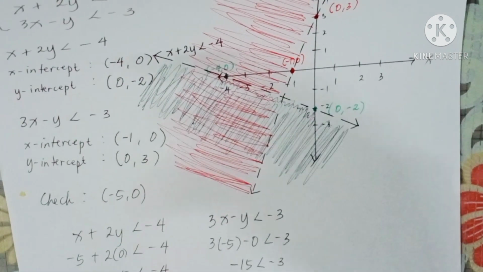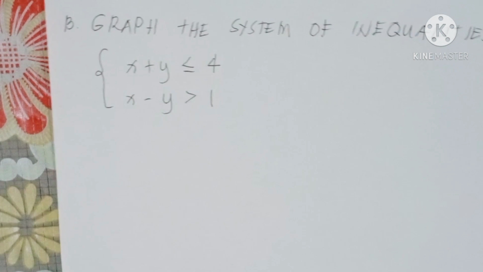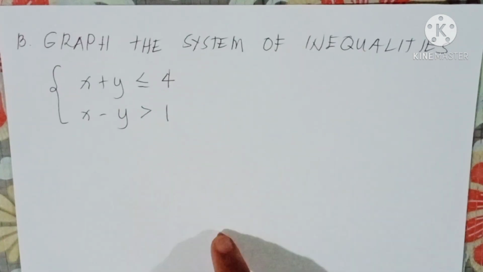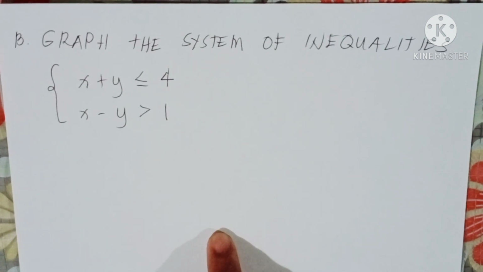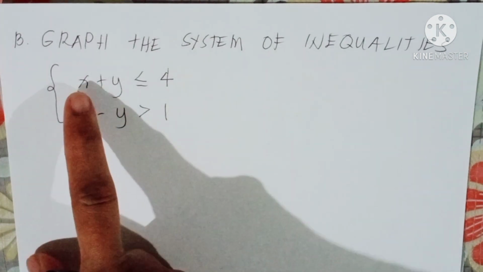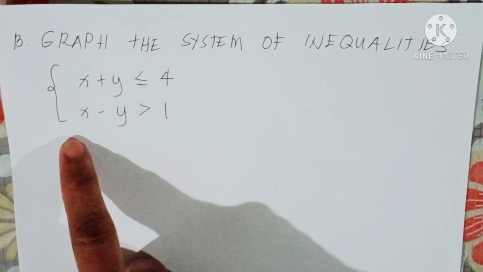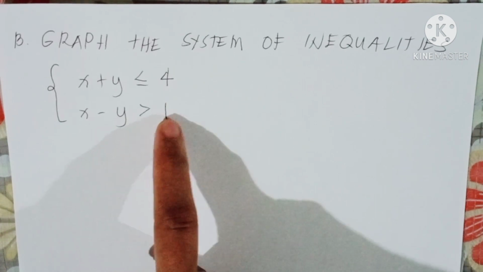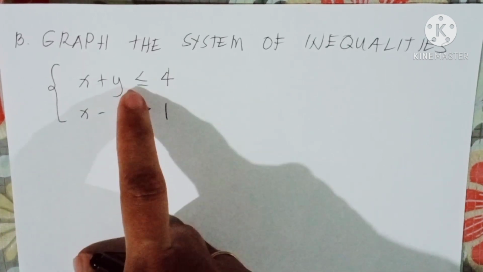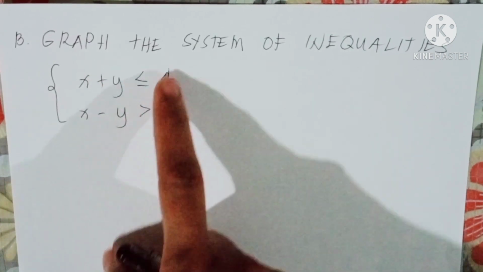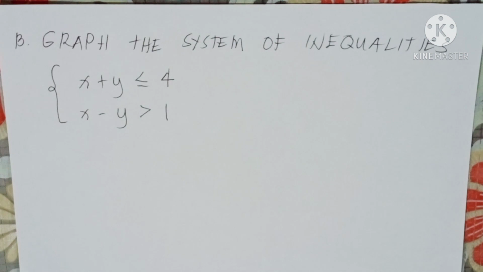So let's have a second example. For the second example, okay, let's move with the second example. Graph of the system of linear inequalities. This time, I have x plus y less than or equal to 4 and x minus y greater than 1. So you have noticed that the inequality symbols of these given are different.